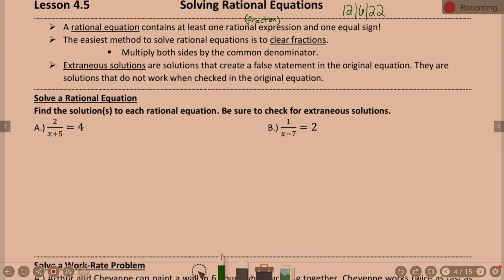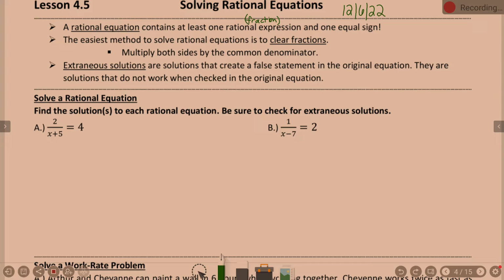The easiest method to deal with these rational equations is to get rid of the fractions. And so that's what we're going to focus on today: how to clear the fractions out. We're going to use the idea of finding the least common denominator, and we're going to multiply by it to clear that out. Now, that is more on the back side, but we'll talk about it a little bit here on the front side.